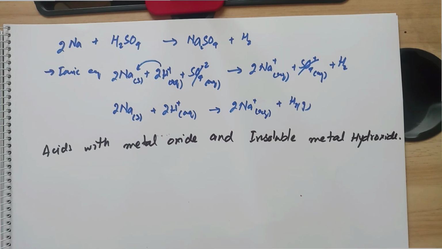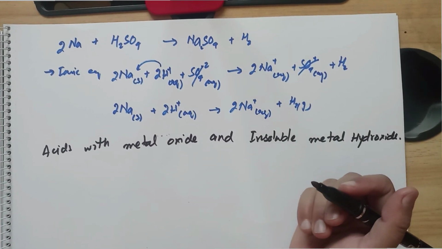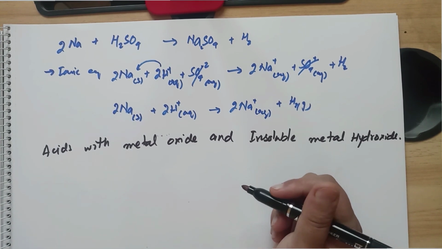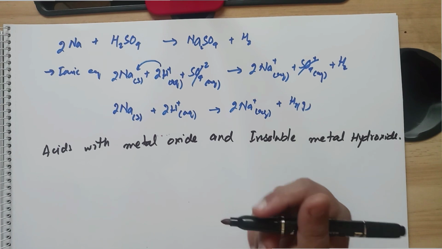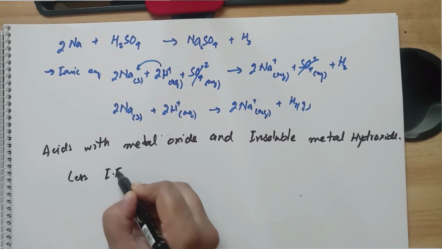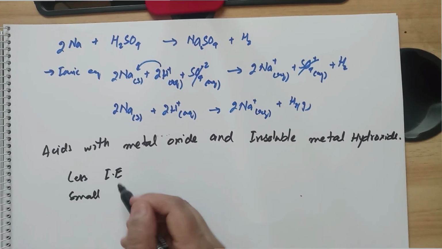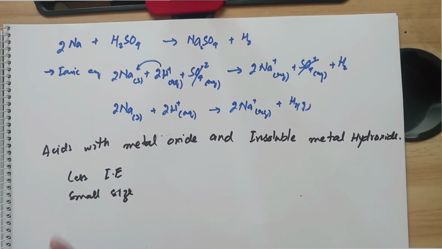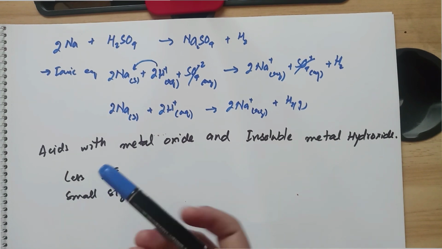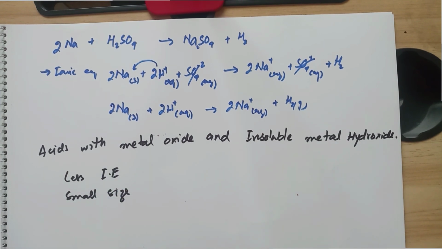So most of the metal hydroxides are insoluble in water except the alkali metals. Why? Because the alkali metals have less ionization energy and small size, that makes the alkali metals more reactive as compared to the alkaline earth metals or other transition or heavy metals. So that is why alkali metal oxides are soluble in water as compared to the alkaline earth metals or heavy metals or transition metals.